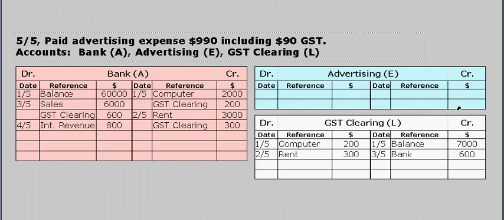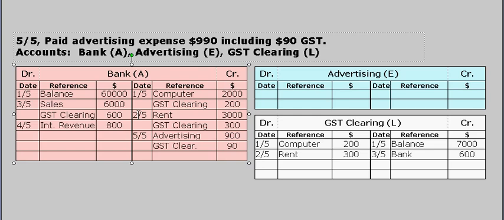This next transaction is paying advertising expense, $990, and that includes $90 GST. This is going to impact on the bank account, the advertising account and the GST clearing account. So if you make a payment, it's going to reduce your bank, reduce your cash assets. So that means a credit entry to the bank, and you write advertising and the amount's $900, and you write GST clearing $90.